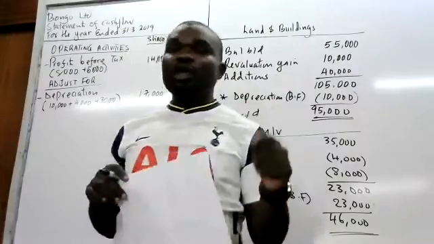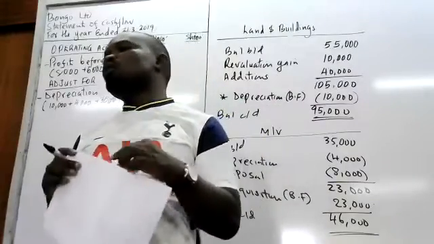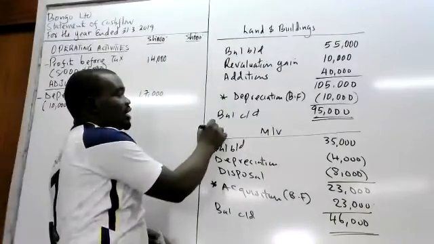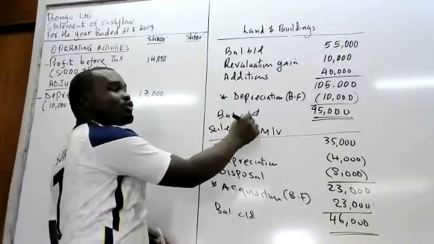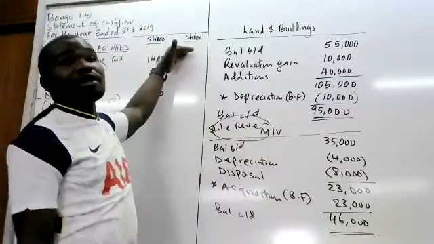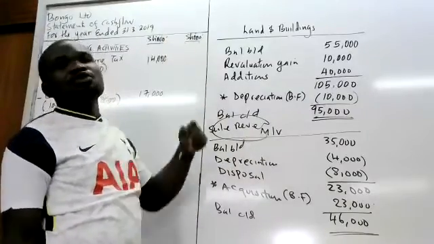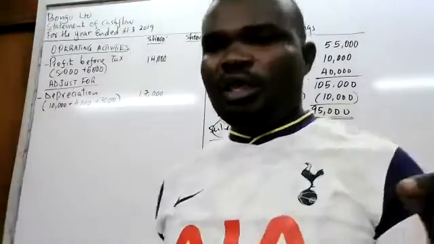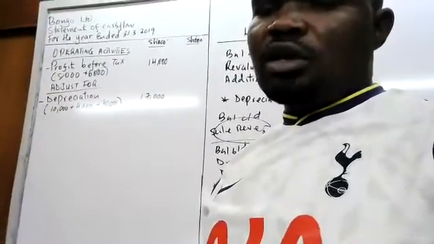But gain on disposal is not an operating income. The only operating income we have is sales revenue. Any other income they must have added, so what you do, you subtract. It is not part of operations. We don't get that on a daily basis.